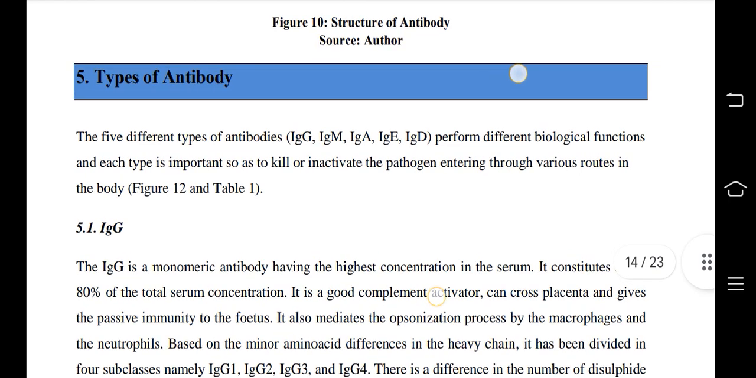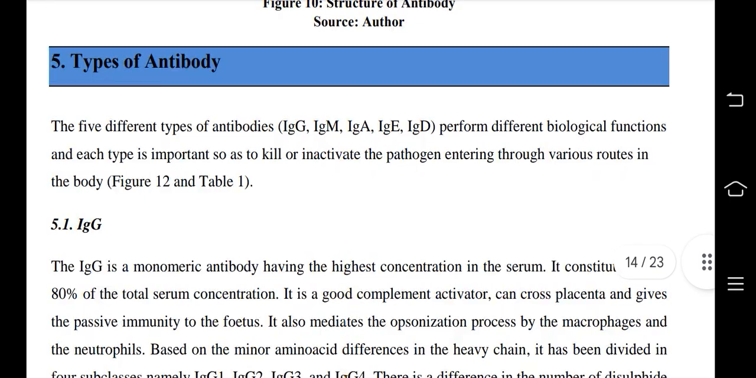Types of antibody. The 5 different types of antibodies, IgG, IgM, IgA, IgE, and IgD, perform different biological functions, and each type is important so as to kill or inactivate the pathogen entering through various routes in the body.